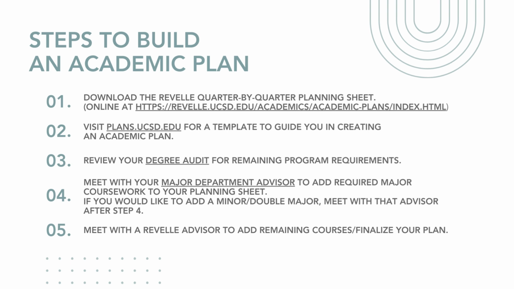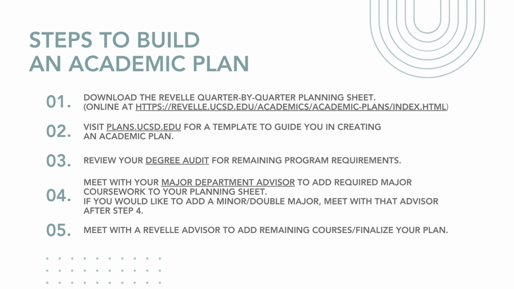The steps to build your academic plan are as follows. Step 1. Download the Revelle quarter-by-quarter planning sheet. This can be downloaded online from our Revelle College Academics website, or simply type the following link into your search engine. Step 2. Visit plans.ucsd.edu for a template to guide you in creating an academic plan.